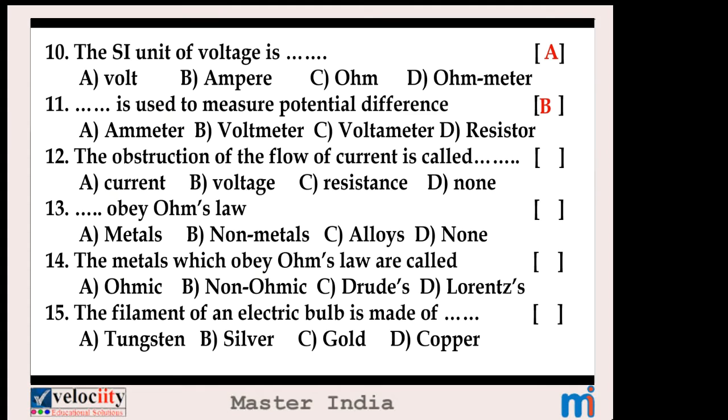12. The obstruction of the flow of current is called A, current. B, voltage. C, resistance. D, none of these. Option C is correct, resistance. The obstruction means oppose. The obstruction of the flow of current is called resistance.